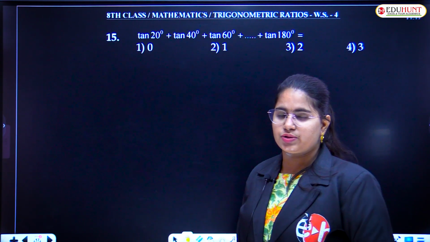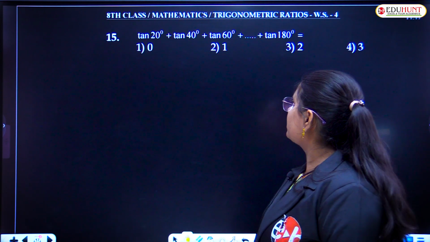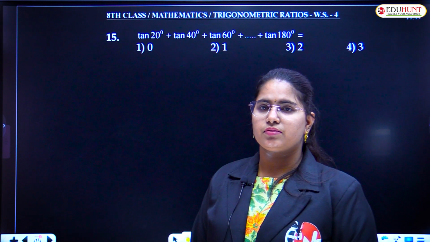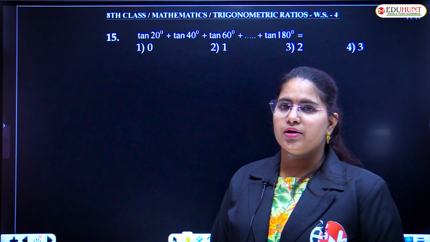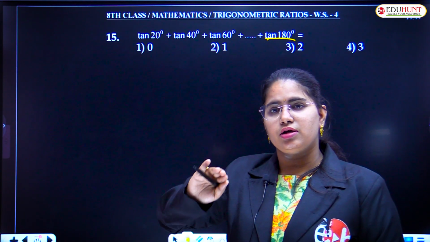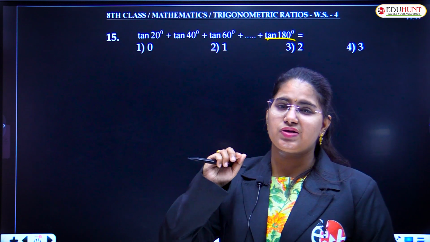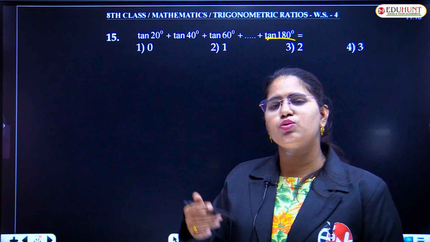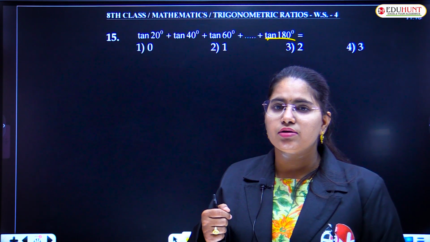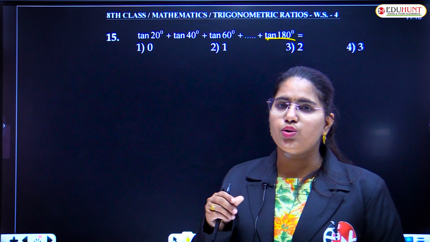So what will be my next question? Tan square 20 degree plus tan square 40 degree plus tan square 60 degree plus tan square 180 degree. This was my next question. If the last term is 180, let me check the results you have with 180. 180 is nothing but supplementary angles. So whenever two angles are supplementary, what is the well-known result for you? Already we have discussed. Just try to remember.